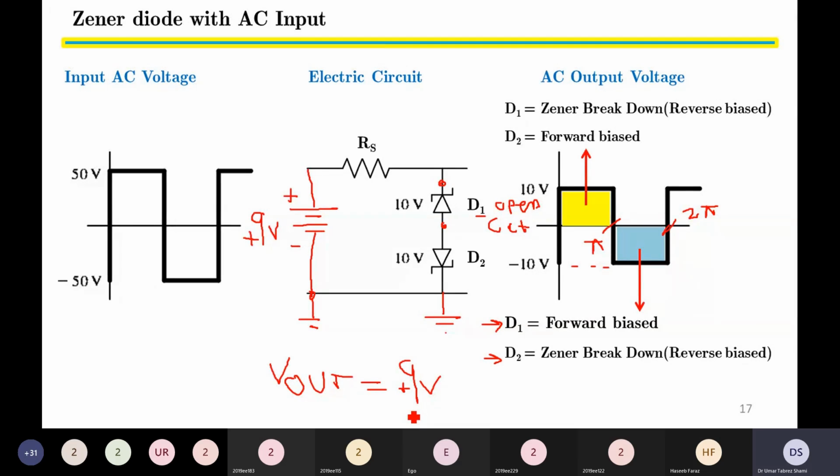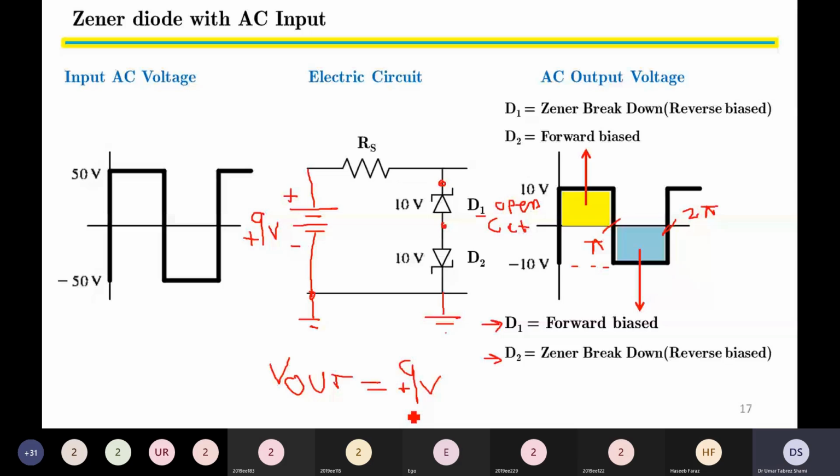Therefore, for a 10 volt Zener breakdown, 9 volt is not enough to break down our Zener diode D1. Hence, current will be 0 because diode D1 is open circuit. Therefore, output voltage is positive 10 volts.